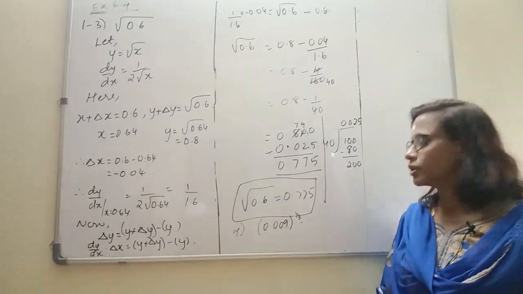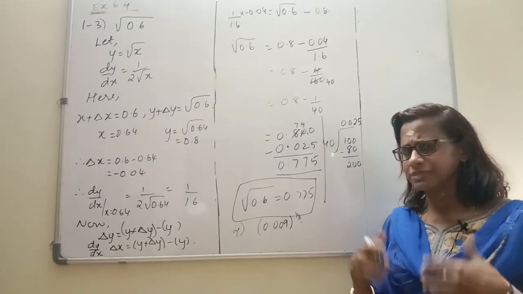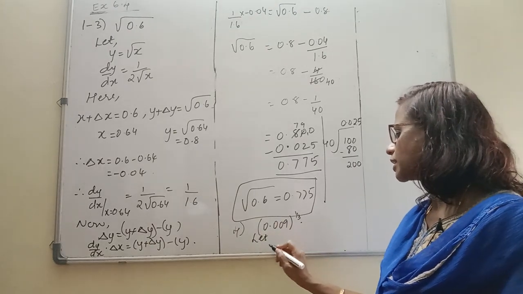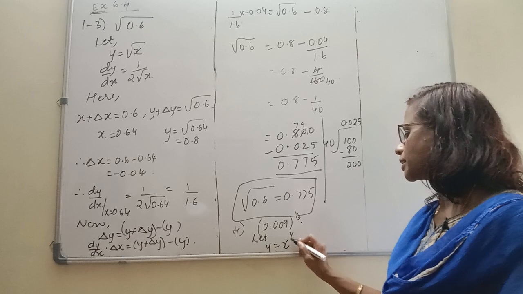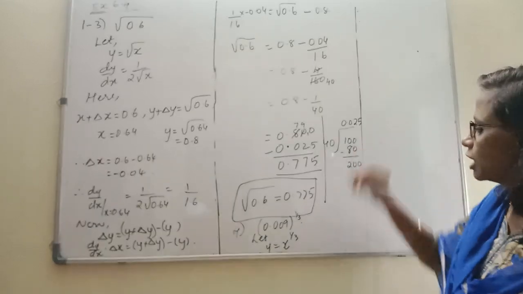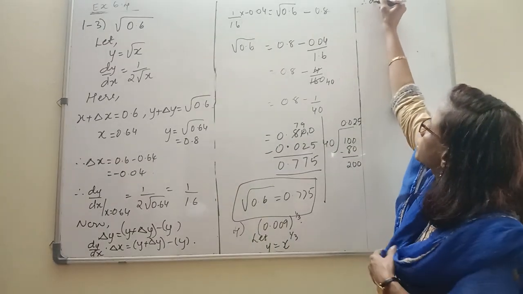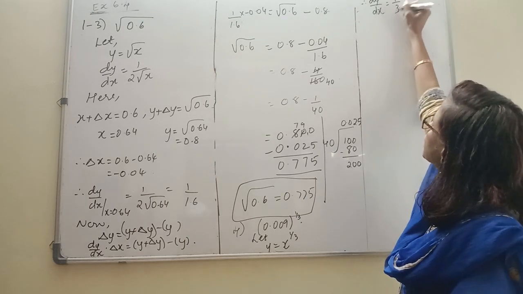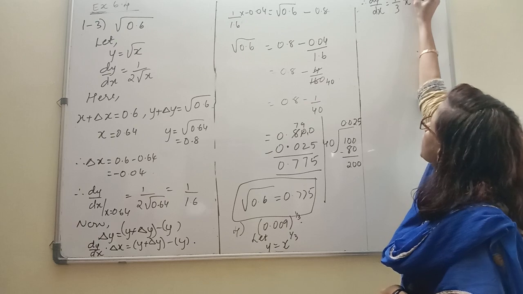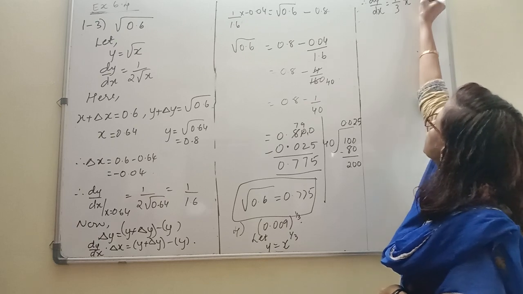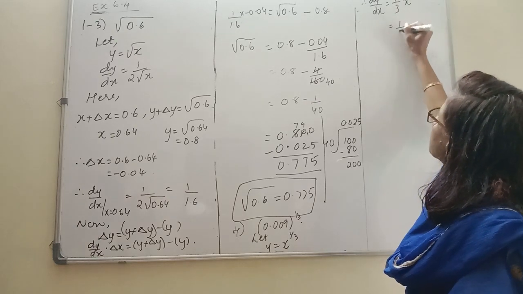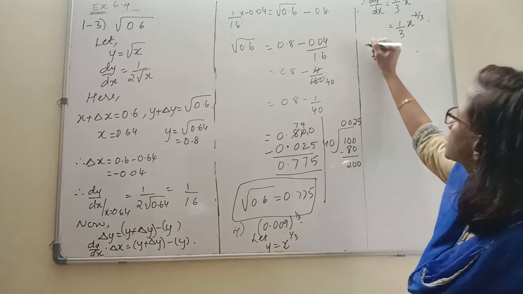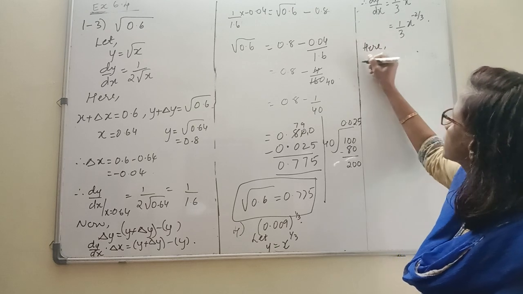Anyhow, we will decide all that first. We'll do our normal steps, that what is y? Let y be x raised to 1 by 3 because the function is that way. So then automatically what is your dy by dx? Our dy by dx is 1 by 3 x raised to n minus 1, so 1 by 3 x raised to minus 2 by 3. That's dy by dx. Then we talk about x plus delta x and all.